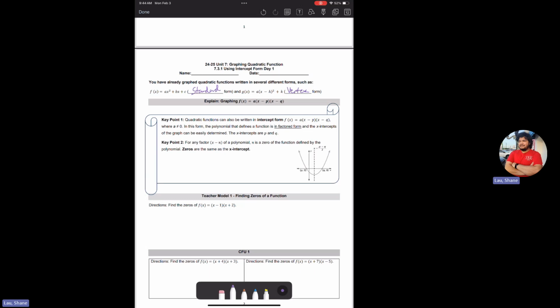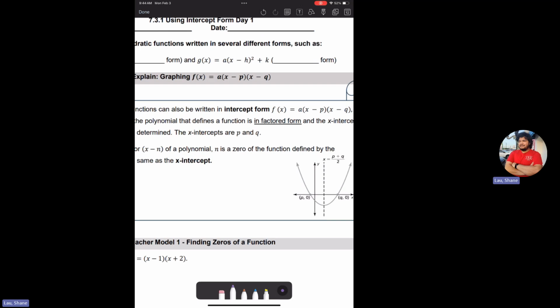Then we look at our first two key points here. The more important thing to know from these key points is that the x-intercepts are going to be p and q, and that our intercept form looks like this equation. That's going to be the most important thing, the most thing that really matters here.